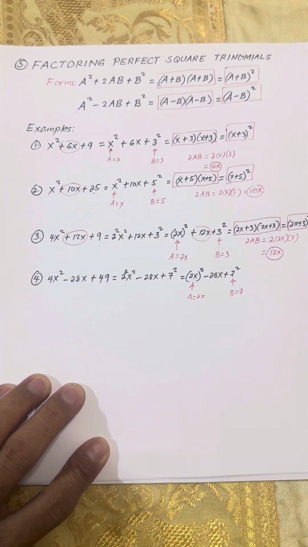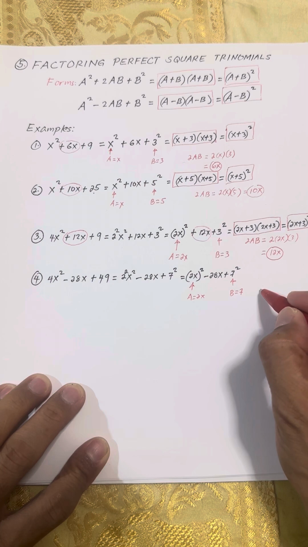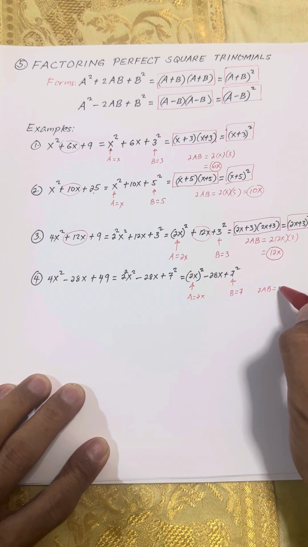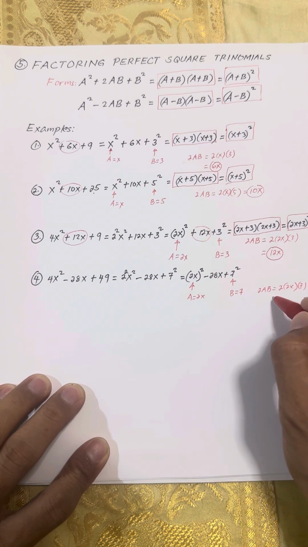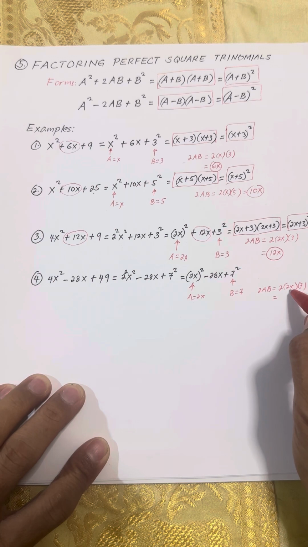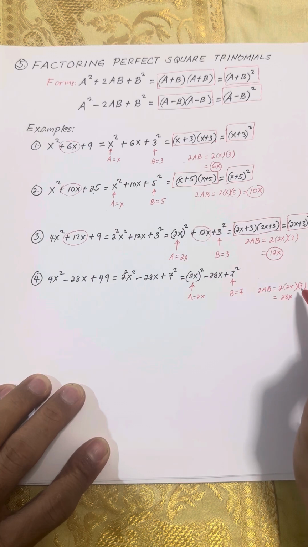Okay, then after that, let's check if our twice AB is the same as the middle term. So 2 times our A, which is 2x, then our B is 7. So 2 times 2, 4 times x, 4x times 7. 4 times 7 is 28. Then we have x.